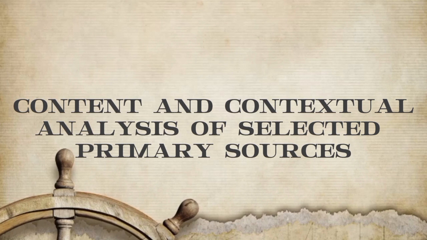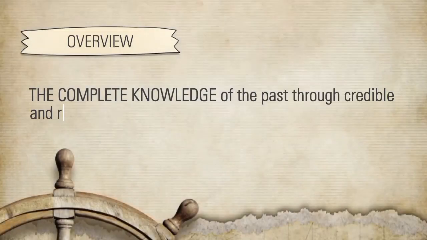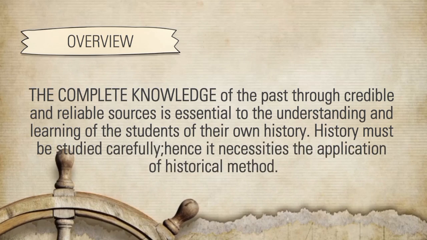Content and contextual analysis of selected primary sources. Overview: the complete knowledge of the past through credible and reliable sources is essential to the understanding and learning of the student of their own history. History must be studied carefully, hence it necessitates the application of historical method.